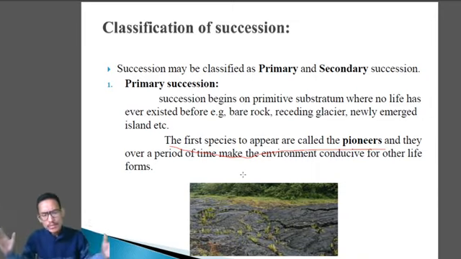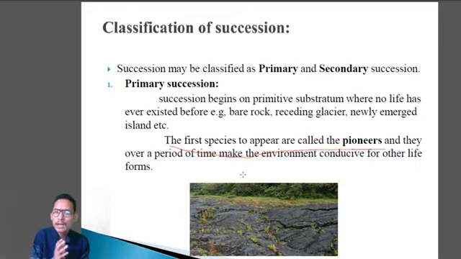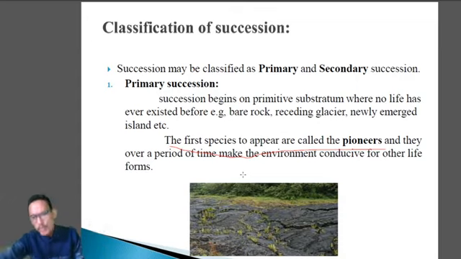Then this pioneer species will change the environment that we have discussed right now, right? The pioneer species will change the environment in such a way that the changed environment will be conducive for the next coming community. But for the same existing community, it will be less hospitable. So therefore, it will be replaced by another community.